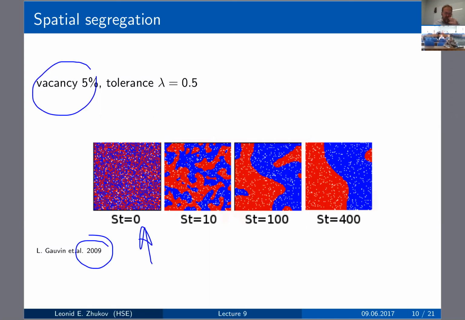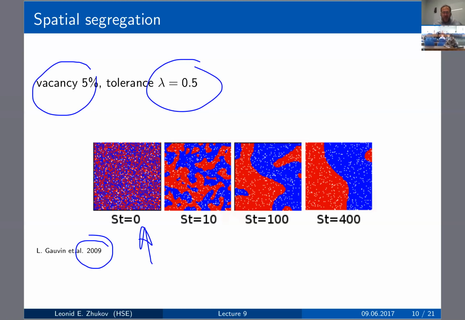There were red and blue agents, and vacancy of 5%. It means there's 5% of unfilled sites, so it's a pretty dense population. And the tolerance level is 0.5. I will define tolerance precisely in the next slide, but this means that 50% of the neighborhood can be of a different preference, or not like the person, and the person still will be happy. So it's a pretty strong tolerance. He's happy not to move if half of the people surrounding him are not like him.